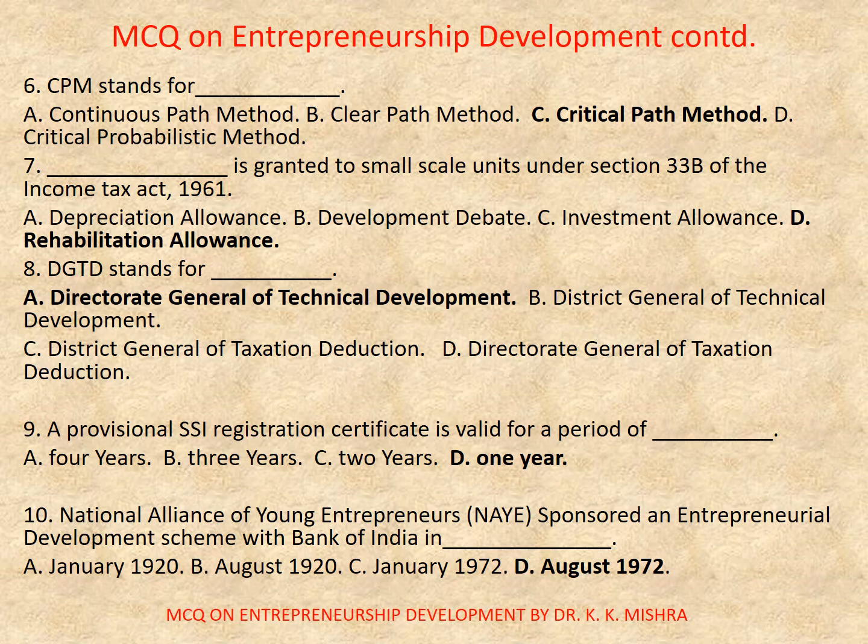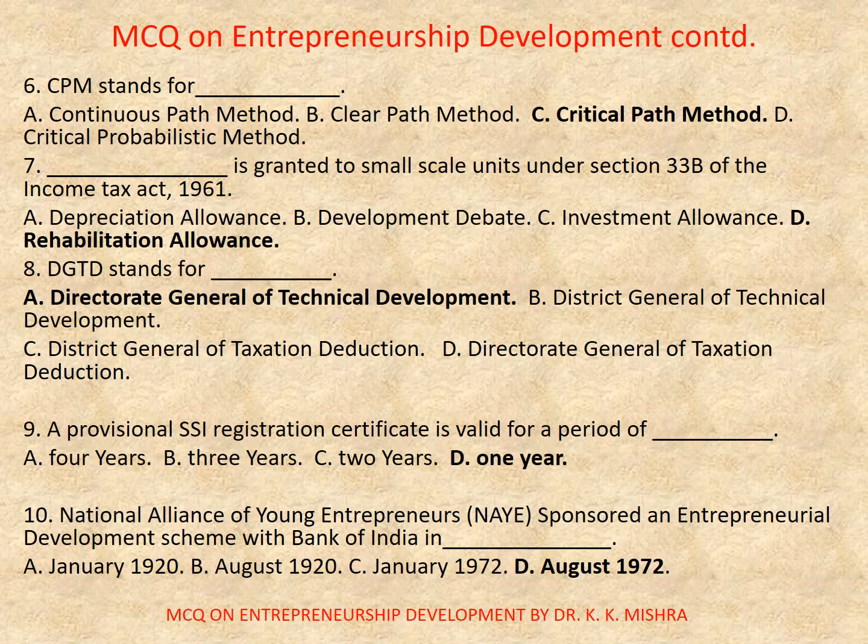Question number 9. A provisional SSI registration certificate is valid for a period of dash. A. 4 years, B. 3 years, C. 2 years, or D. 1 year. Obviously, it's D. 1 year is the correct option.